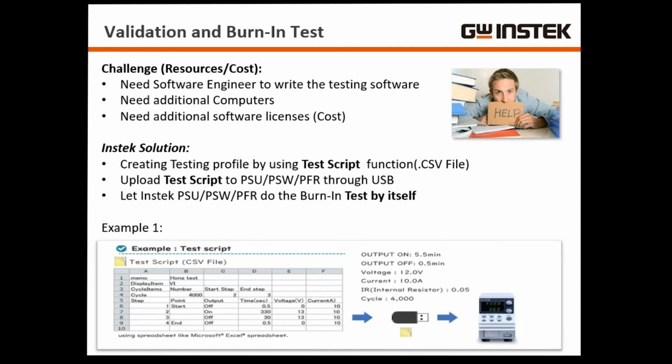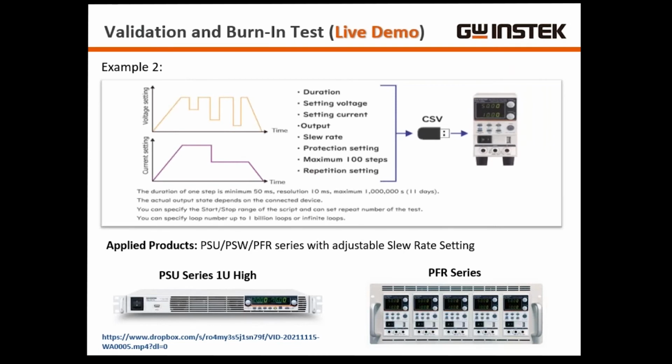It's automated. You can set how many cycles you want to run through, the start and the stop point, the type of voltage that you require, the duration, the current limits, the slew rate, protection. You can put up to 100 steps, but you can repeat those. These types of patterns that you see here can be generated off of a simple CSV program, Excel based. Some of the power supplies that are applicable to this feature are PSU, PSW, and PFR, with obviously adjustable slew rate.